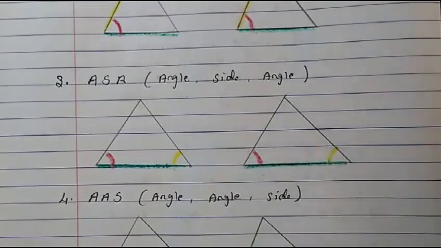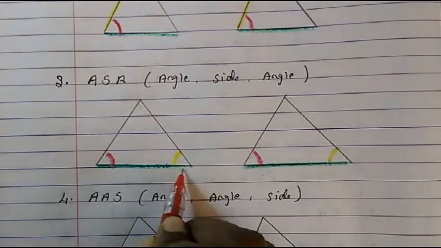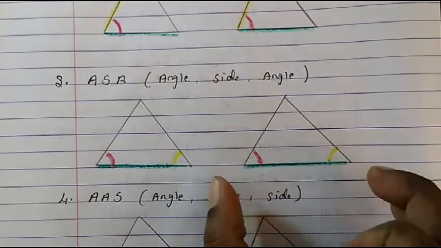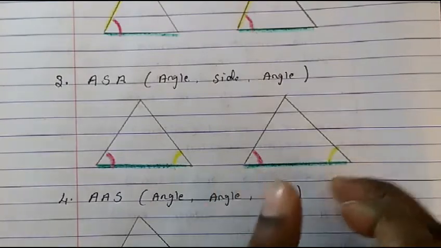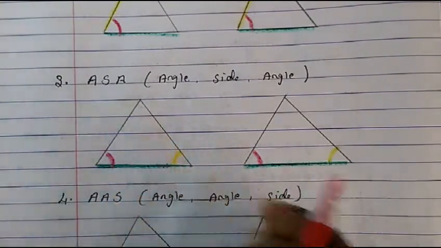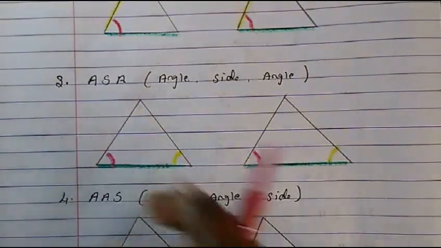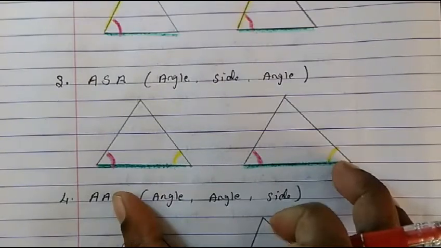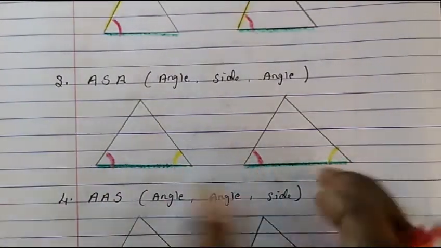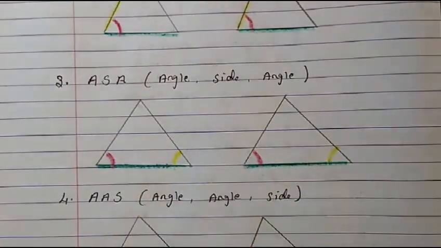So this condition is fulfilled if you find angle, side, angle. The sequence should be maintained. You cannot say one angle, then side, then another angle; you can't say like that. It has to be angle, side, angle. So if you find two triangles where angle, side, angle is same to same, then you can say that these two triangles are congruent.